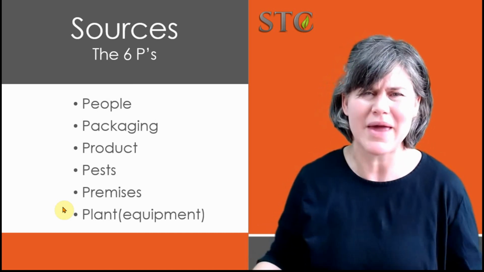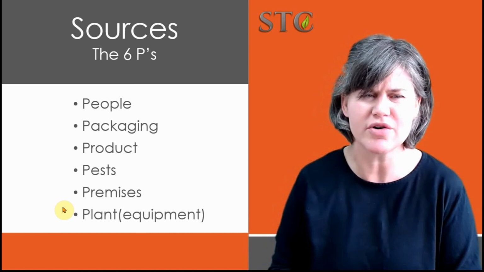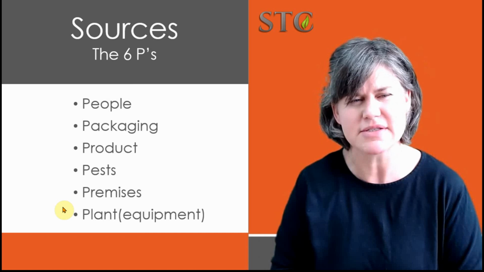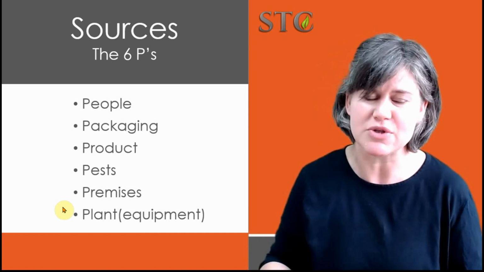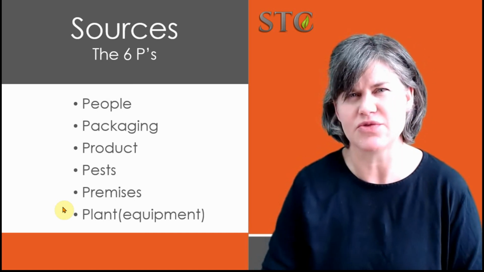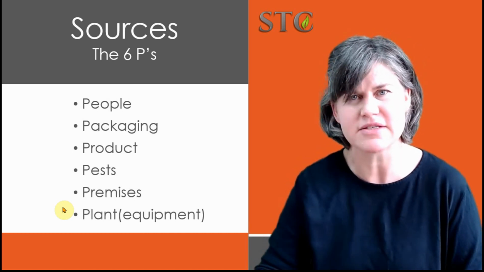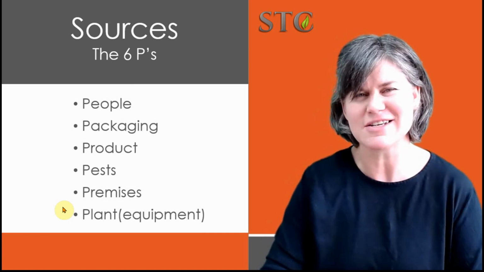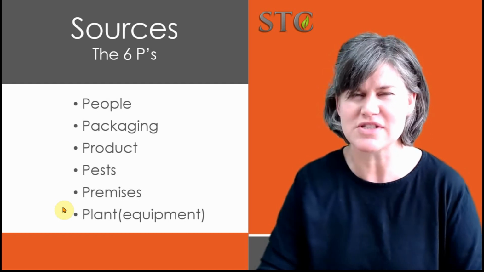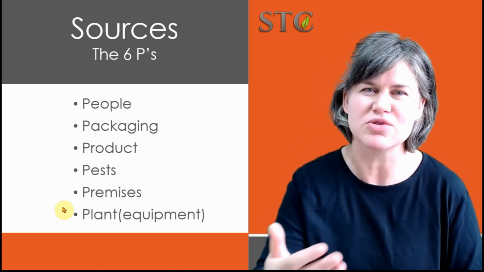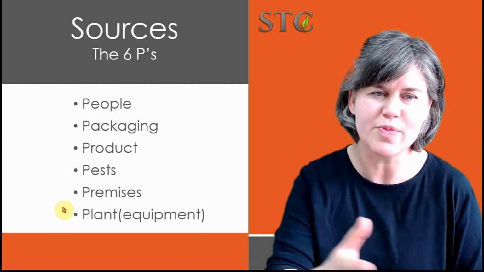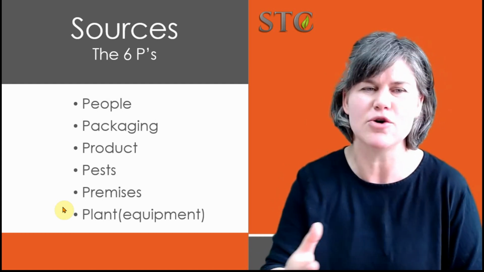It could come in with pests if we don't have the right pest control program in place. It could come from our premises if we don't maintain our premises. And of course, it could come in with equipment or plant. The equipment could contaminate our product if we don't maintain it and clean it and inspect it properly. So those are the 6 Ps as sources of contamination. And you'll notice that for some of them, I was mentioning controls, particularly for these sources of contaminants. I was saying your pest control program, for example, and maintaining your premises.